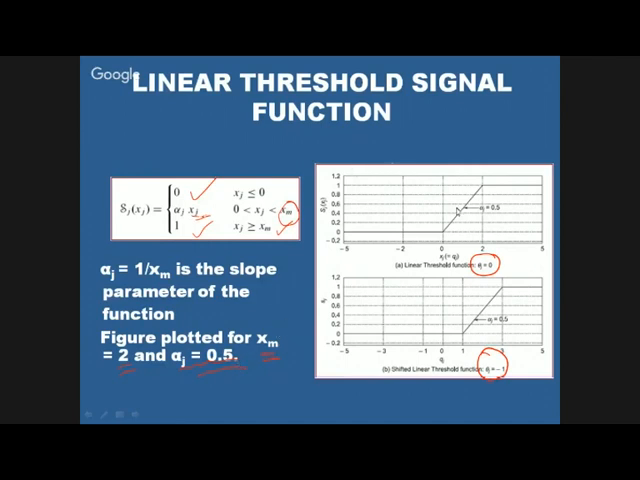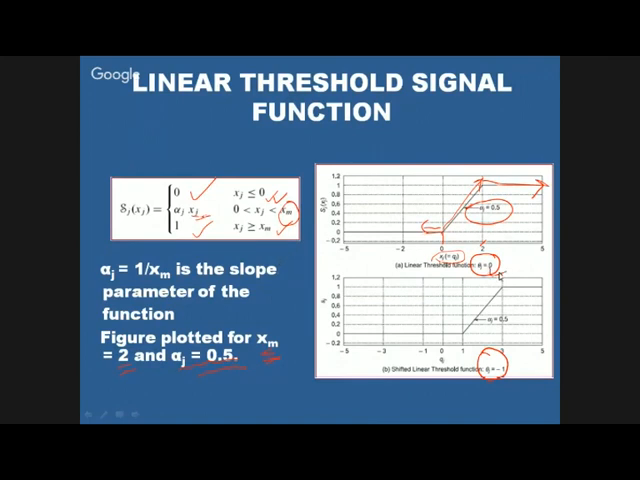So we are given that alpha j is 0.5, so accordingly the slope will come. At theta j equal to 0, xj will be 0, so for less than 0 it will be 0. Here it is written that if xj is less than or equal to 0, then it will be 0. From 0 to xm, that will be the linear increment up to 2, because xm equals 2. So from 0 to xm, it will be alpha j into xj. And finally, it will be 1 if xj is greater than or equal to xm. Right? So this is your linear threshold function.